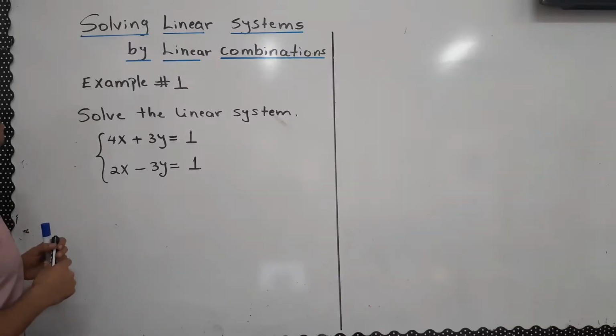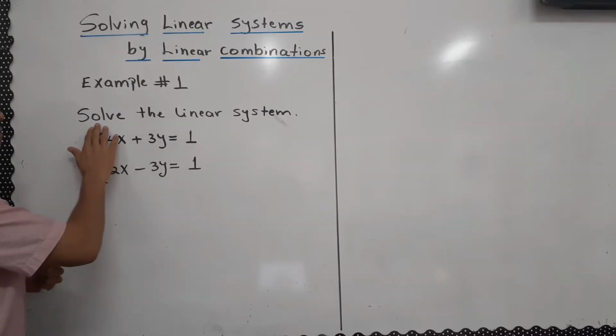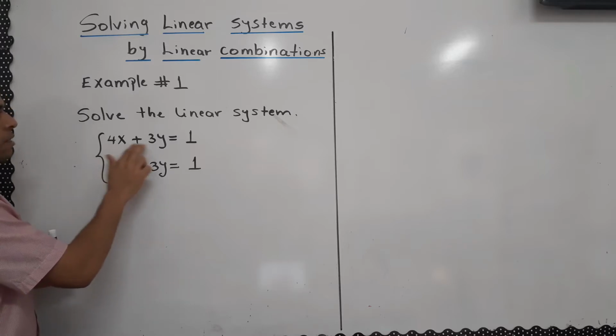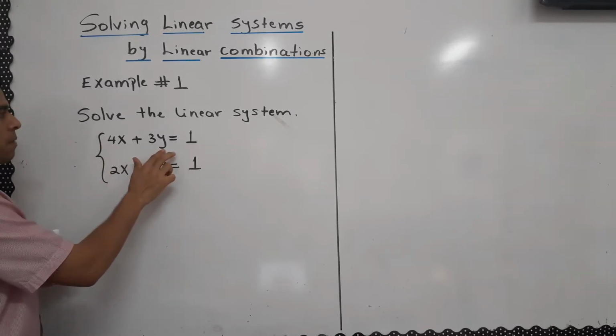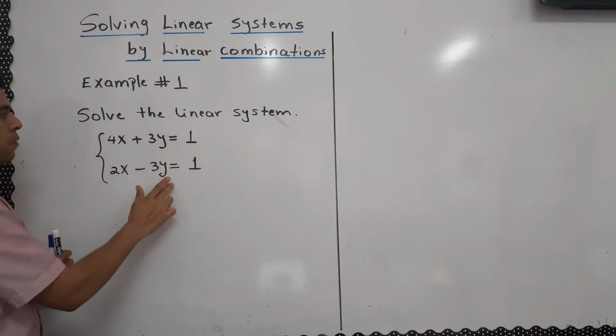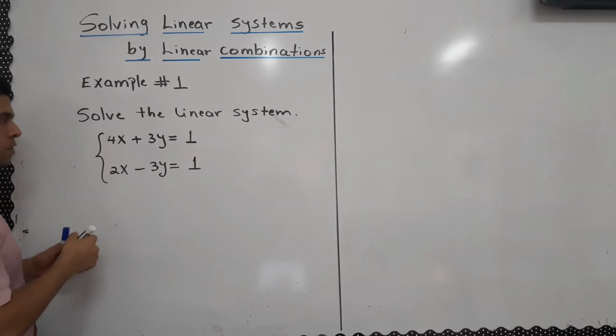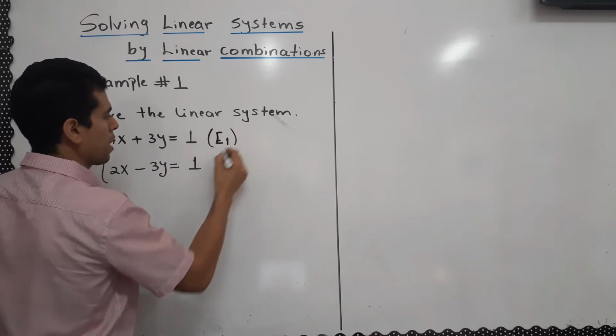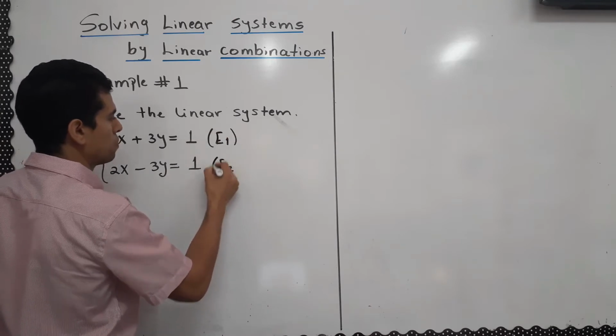Solving linear systems by linear combinations. Example number 1. Solve the linear system. So in this exercise, we have to find the value of the variable x and the value of the variable y in equation 1 and in equation 2. So if you noticed, we have equation number 1 and we have equation number 2.